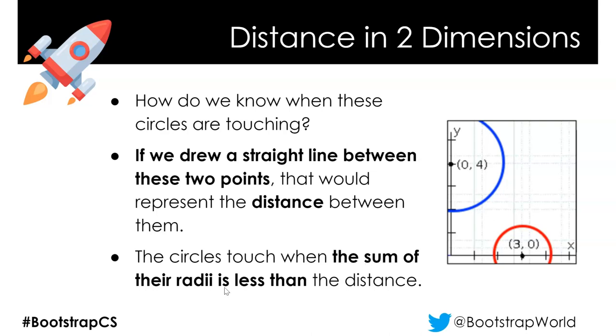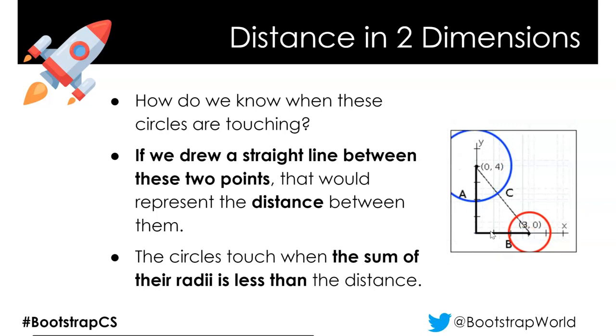The circles touch when the sum of the radii is less than the distance. Let's see if they show us that. So if we want to say these two points, or these two images, collide, we can think about these circles, and if the distance between them gets shorter and shorter until they touch, then we'll call that a collision.